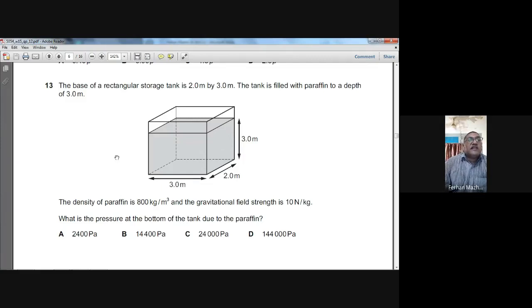The density of the paraffin is 800 kg per meter cube, and the gravitational field strength is 10 Newton per kg. What is the pressure at the bottom of the tank due to the paraffin?